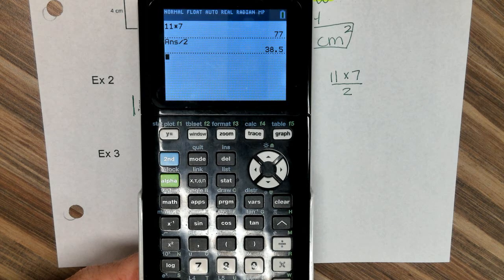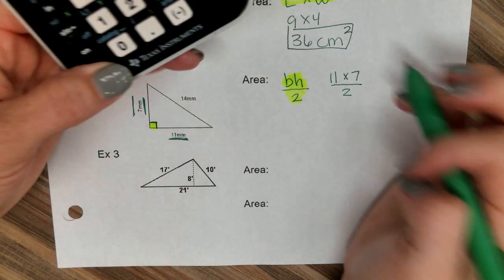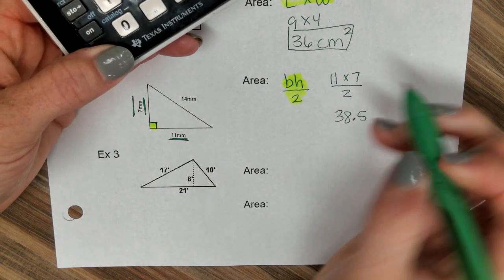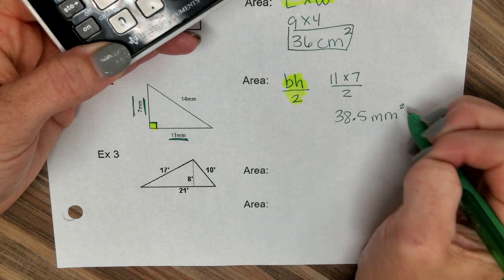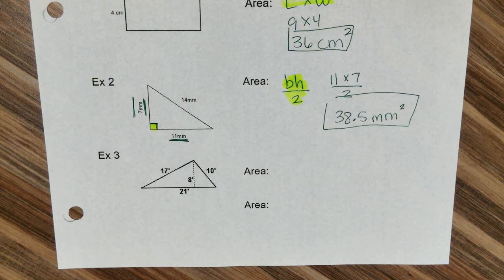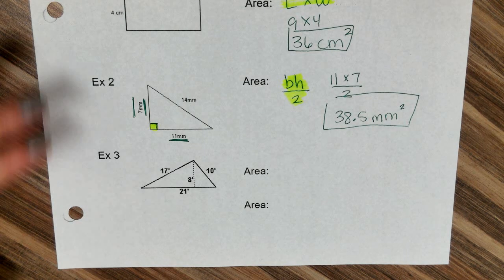What'd y'all get? 38.5. What's the measurement they use? Millimeters. What do I put on it? Squared. Take good notes so you can look at them today if you need them.